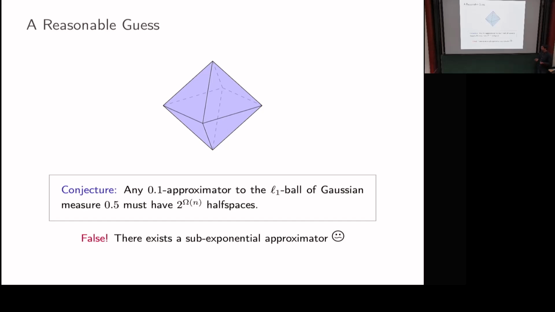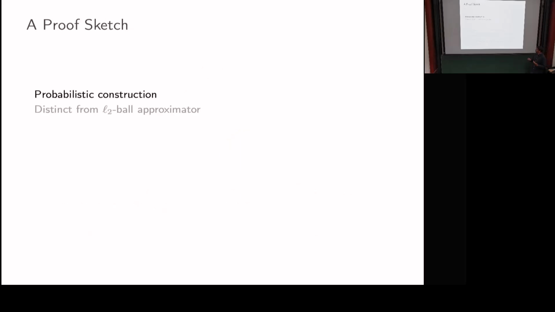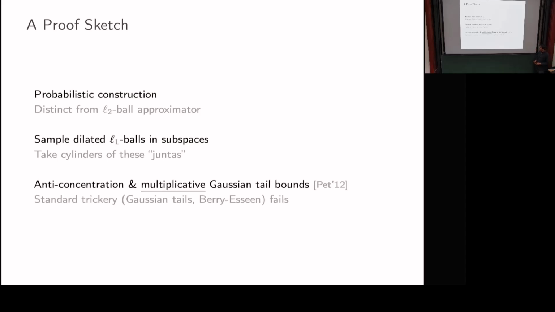It turns out that 2 to the n to the 3/4 half spaces suffice to approximate the L1 ball under the Gaussian distance. The construction is again probabilistic. It's very distinct from Nazarov's construction for the L2 ball. The main idea is to sample very large L1 balls in low dimensions, take juntas or cylinders of these L1 balls and intersect them. The analysis is annoying, long, and a little technical.